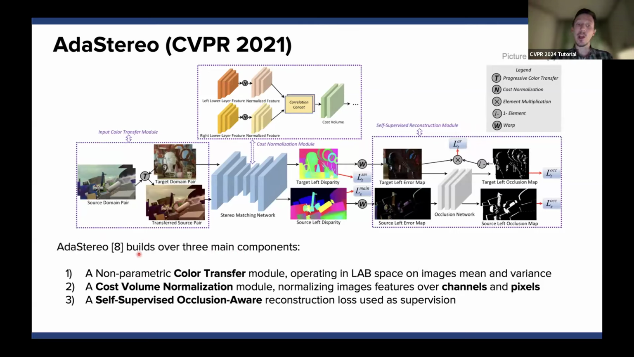Then the second one is a cost volume normalization module that is in charge of normalizing the image features both locally over pixels as well as over the channels, in order to reduce the distribution shift between the features extracted over the different domains. And finally, to obtain supervision on the unlabeled target images, the authors propose a self-supervised occlusion-aware reconstruction loss that is very similar to the reprojection loss that Fabio mentioned a few minutes ago, but takes into account the occlusions that are caused by the different viewpoints between the left and the right image. And these occlusion masks that are predicted by a specific module are used to avoid supervising the network with the reprojection loss on these ill-posed regions.